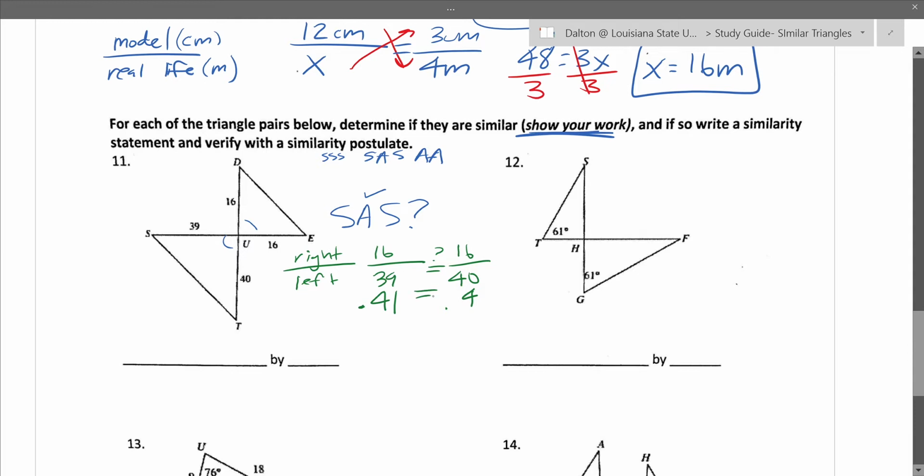So if they don't equal each other, even though SAS is tempting, you can't use it because the sides are not proportional. So don't even fill out this nonsense. You're just going to put not similar.